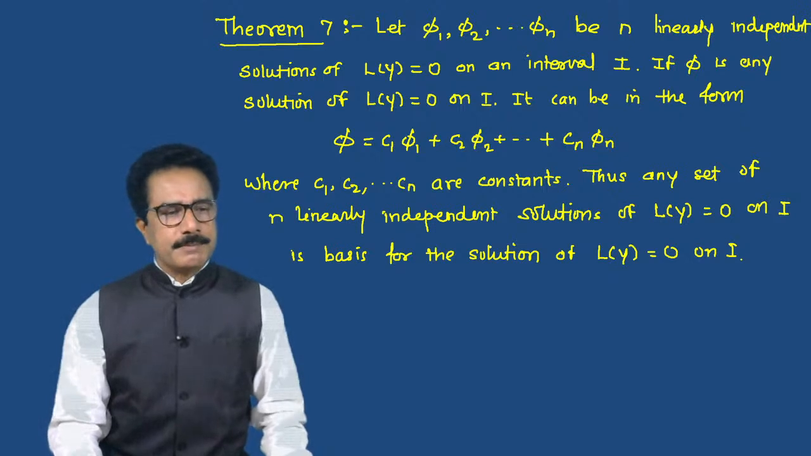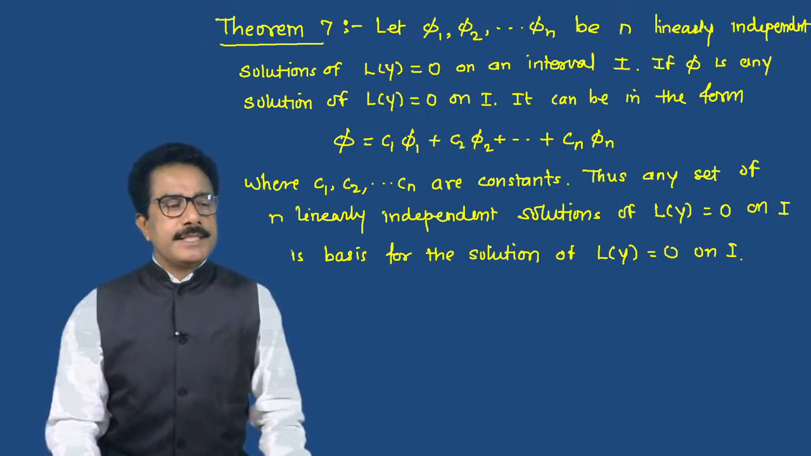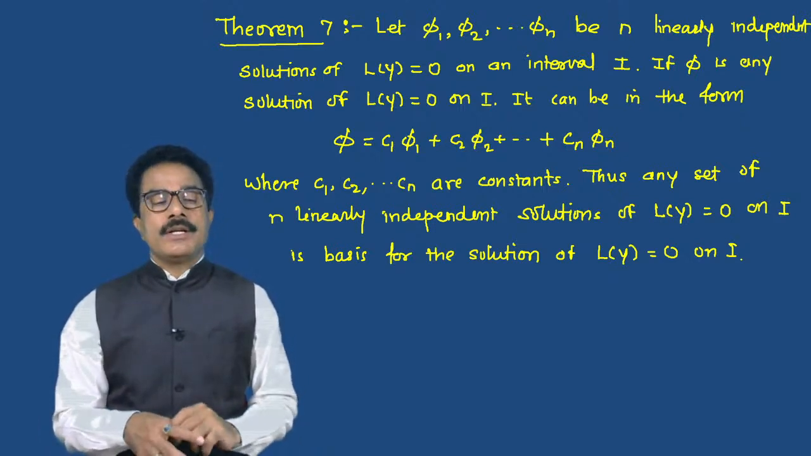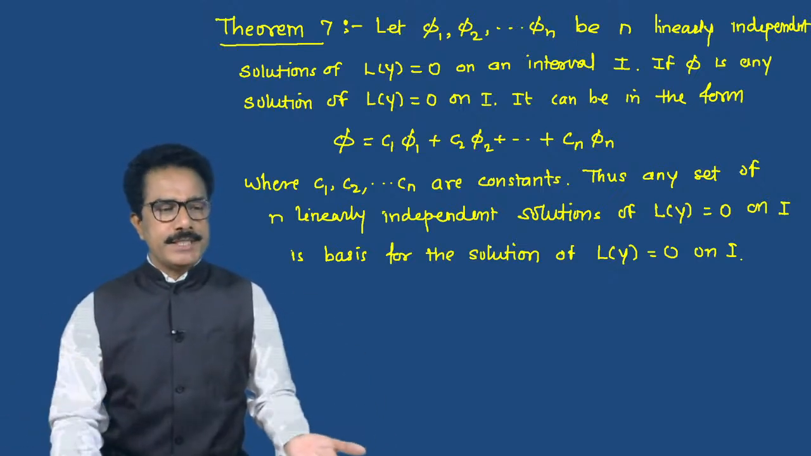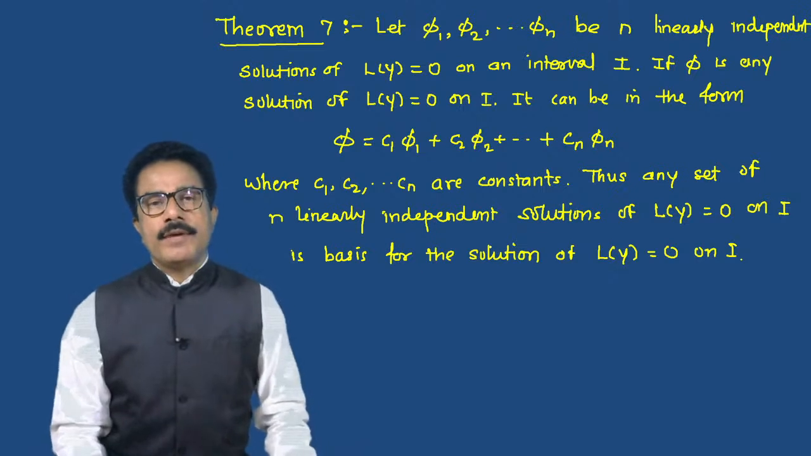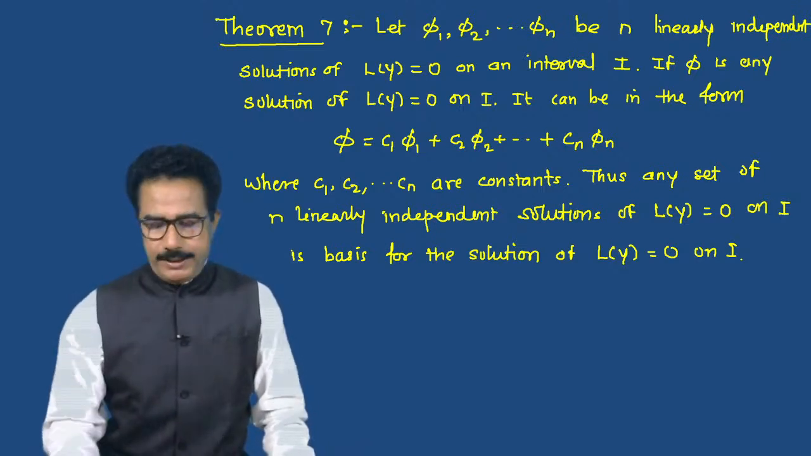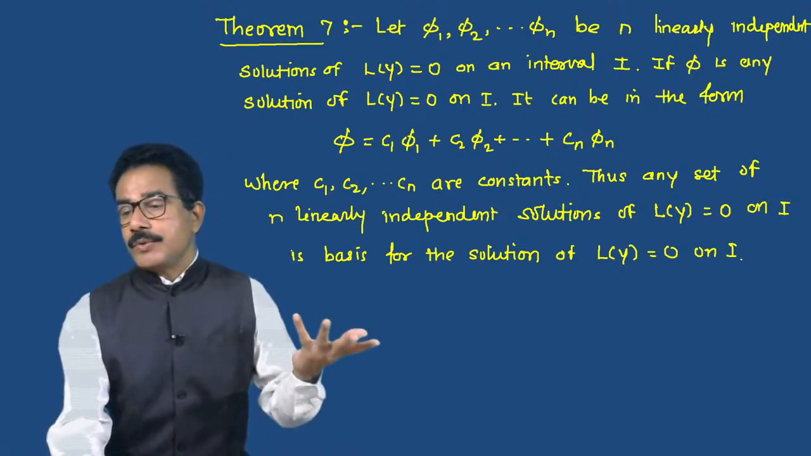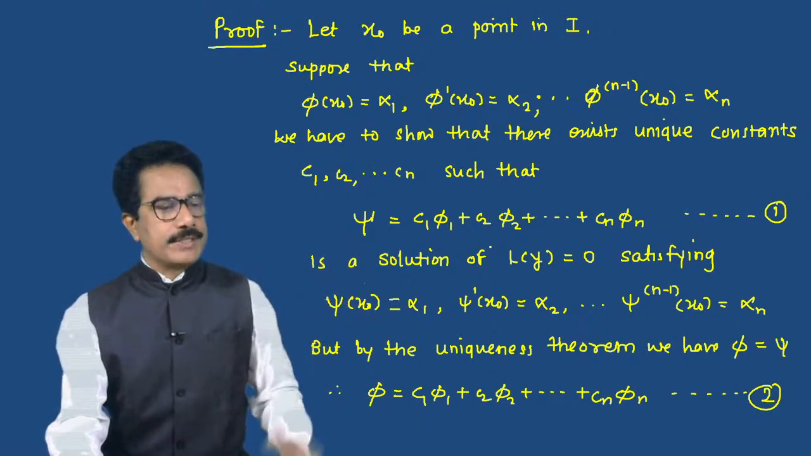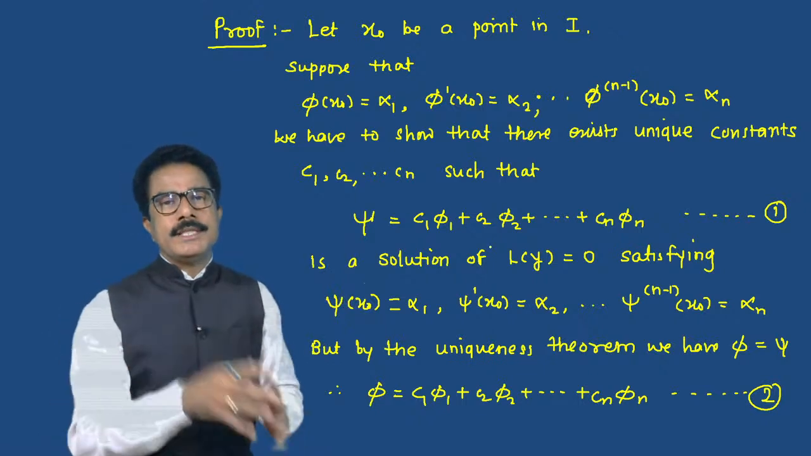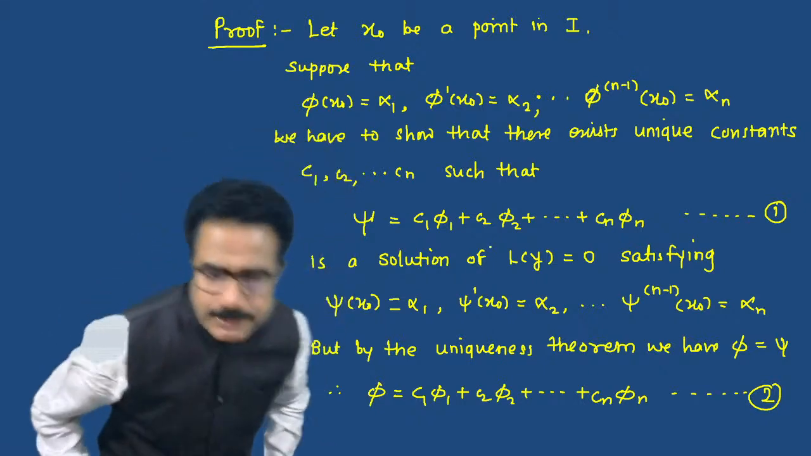We have to prove this. The set of linearly independent solutions of L of y equal to 0 on I is the basis for the solutions of L of y equal to 0 on I. You know the definition of the basis, which we have studied in the previous lecture, in unit number 1. So we have to prove that these independent solutions form the basis.